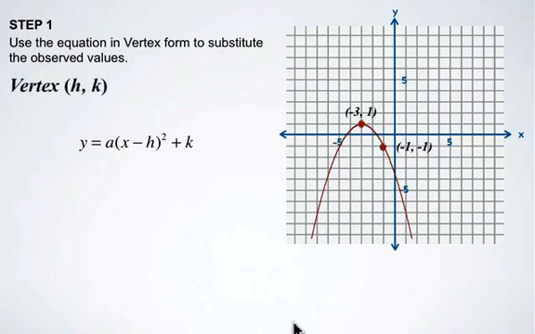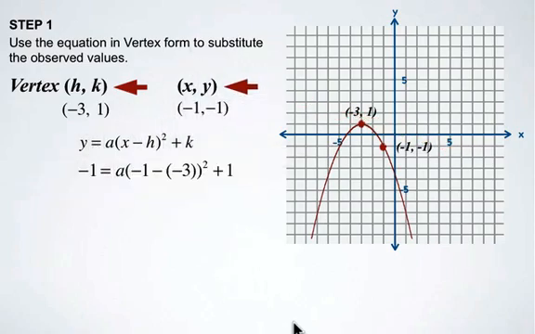We have our vertex, h and k, which is negative 3, 1. And we have our x and y values that are going to come from our other point, negative 1, negative 1. So we substitute them in. Our h of negative 3 goes here. Our k of 1 goes here. Our x of negative 1 goes here. And our y of negative 1 goes here.